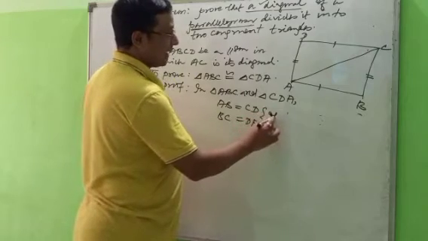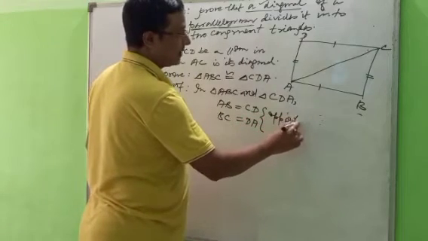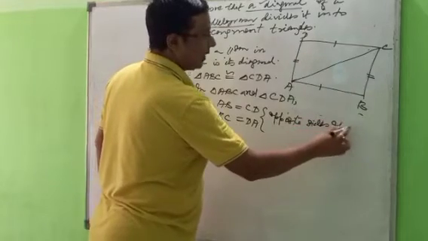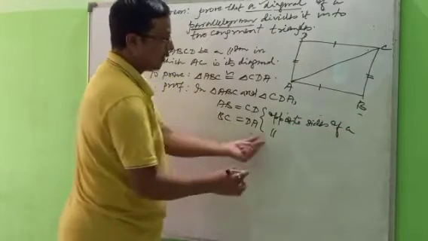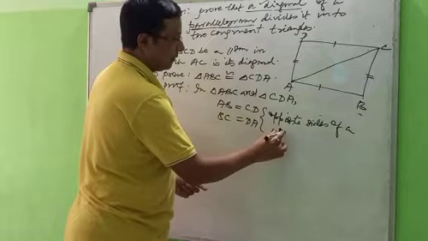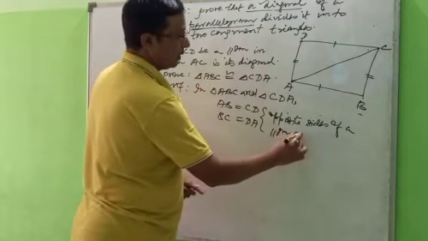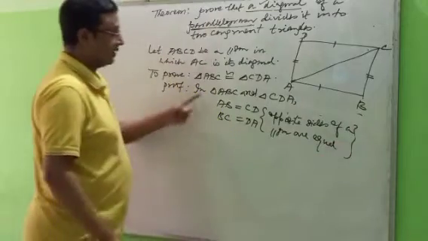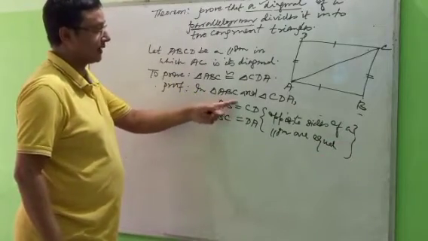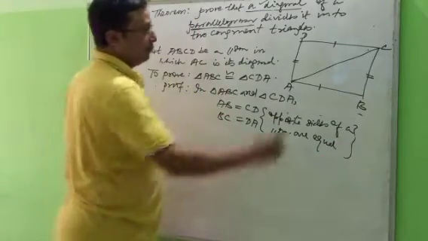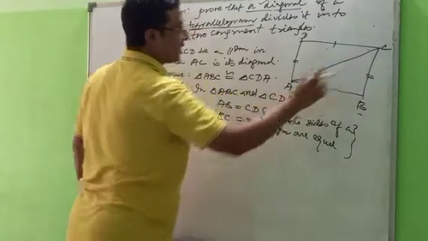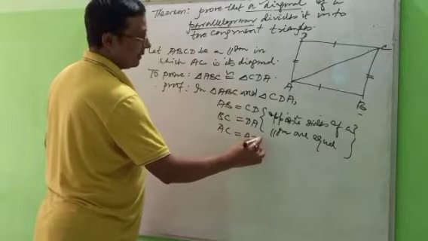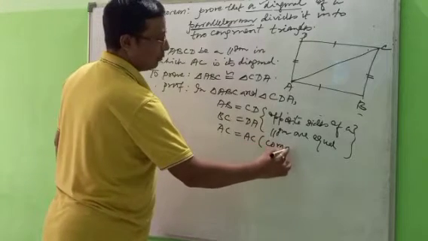So opposite sides of a parallelogram are equal. So these two are equal, they are opposite sides. Now in both the triangles you have the common side AC. So AC equals AC. This is the common side.